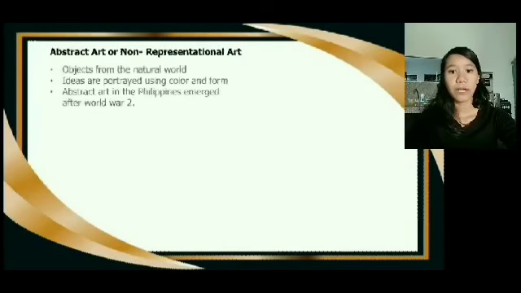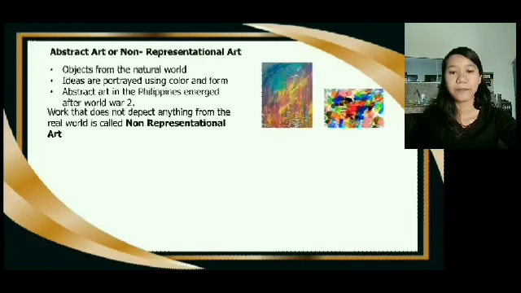The abstract art and non-representational art. It is an object from the natural world, and the ideas are portrayed using colors and form. The aim of this is to take subjects from reality, but present them in a way that is very different from how they are viewed in our reality. To make it understandable, this is an example of abstract art. This kind of art is always connected to something visual from the real world. Work that does not depict anything from the real world is called non-representational art.